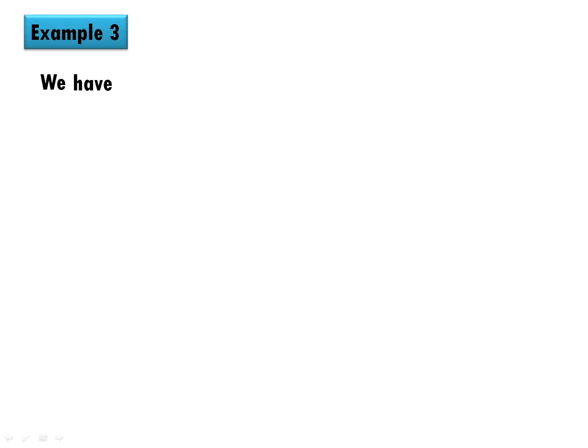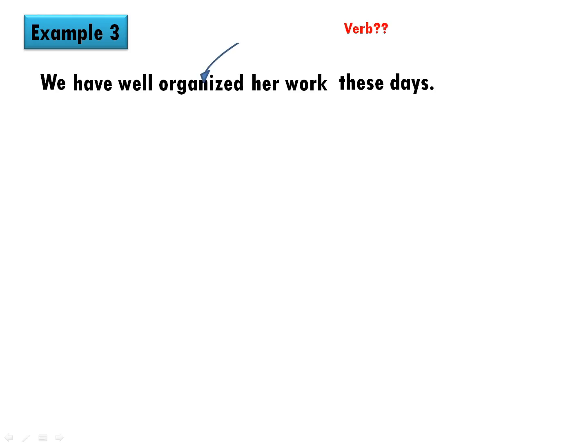Again, let's look at this sentence. We have well organized her work these days. Okay, so again, awesome. How can I do it? The first thing I need to do is to look for the verb. Where is the verb? Great, it's organized. Yes, the verb is organized. Organized what? Then have well organized is all the verb. So the verb organized is put into a tense, we'll mention the tense afterward.